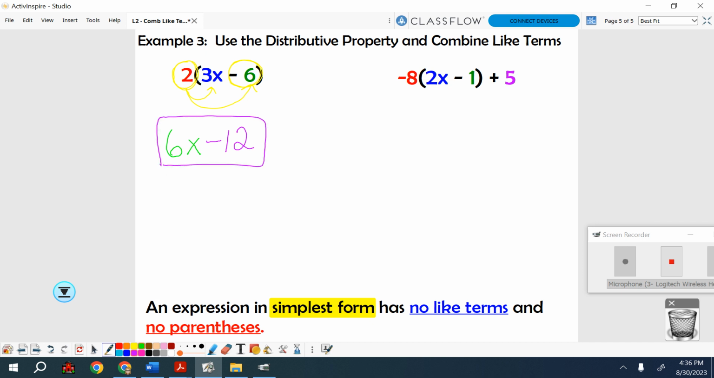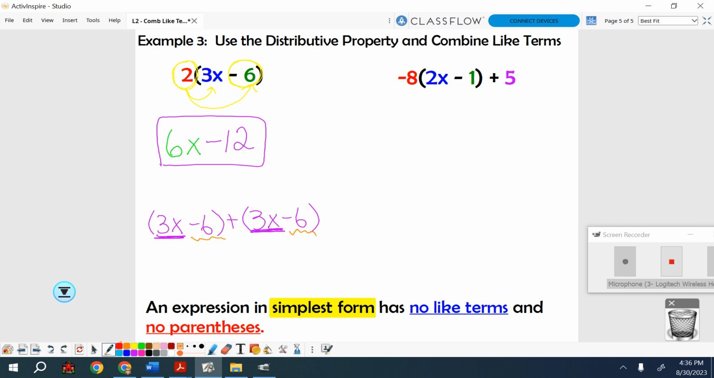The expanded way, this means 2 groups of 3x minus 6. Sorry, I misspoke there. 3x minus 6. So you can see if we combined it, 3x and 3x is going to give us our 6x. And then our negative 6 gives us our negative 12. Okay, but we don't want you to have to do that. We want you to be able to use the shortcut, which is our distributive property.